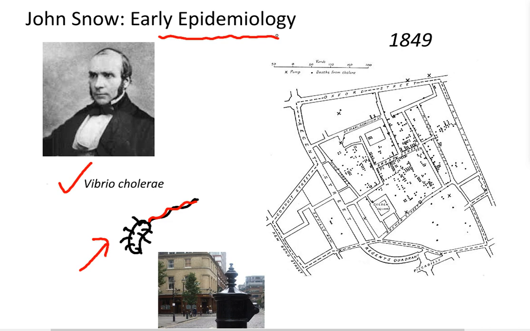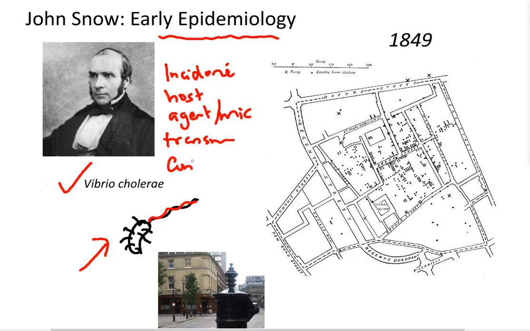And if you remember from our video on what epidemiology is, we need to think about the incidence of a disease. We need to think about the hosts, the agent, that is the microbe, and its transmission, and possible ways of control.